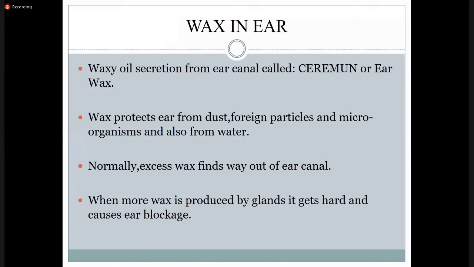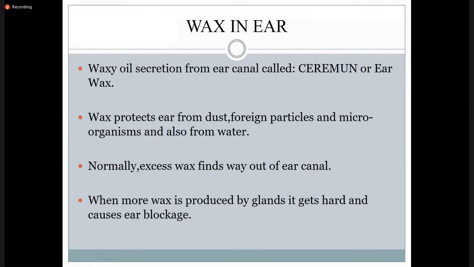Normally, excess wax finds its way out of the ear canal. What is the normal way of clearing the extra wax? When you take a bath and come out of the washroom, use the towel. Gently rub the towel against the external auditory meatus, that is the opening to the external auditory canal. While rubbing, the extra wax is washed out or wiped off, and there is no need to use buds. It is contraindicated, forbidden, to use cotton buds or Q-tips in your external auditory canal.